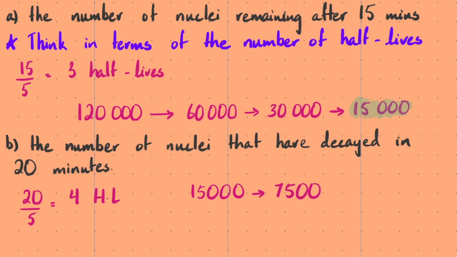But besides that, if you read the question carefully, there is a distinct difference between what this part asks and what this part asks. This one asks for the number of nuclei remaining, whereas this one asks for the number of nuclei that have decayed. Now 7,500 nuclei are what remain at the end of 20 minutes. How much did we start with? That was 120,000. This is what remains. So simply by subtracting, I can get how many nuclei have decayed. So 120,000 minus 7,500 is going to be my answer. In this case, it's 112,500 nuclei that have decayed.